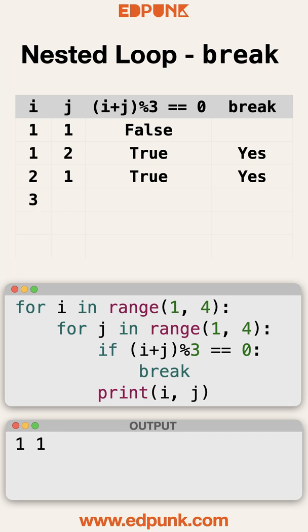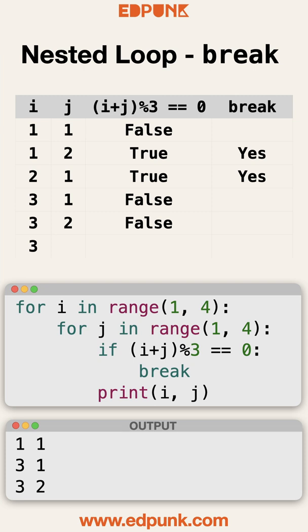Now, the next iteration of the outer loop assigns the value 3 to i. The first iteration of the inner loop assigns the value 1 to j. i plus j is 4, which is not divisible by 3. Hence, 3 1 is displayed as an output. The next iteration of the inner loop assigns the value 2 to j. i plus j is 5, which is again not divisible by 3. Hence, 3 2 is displayed as an output.